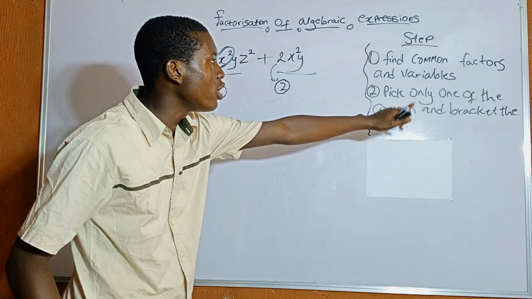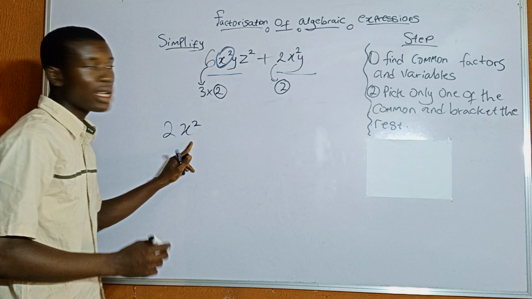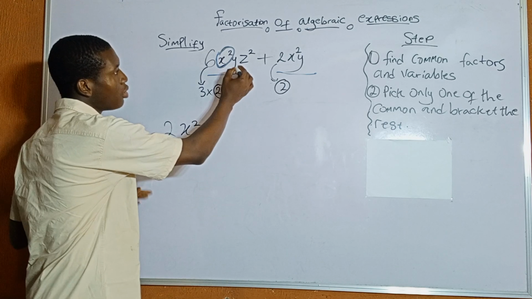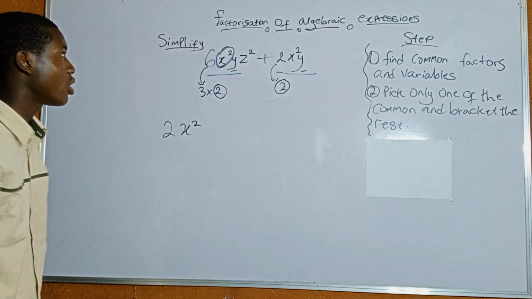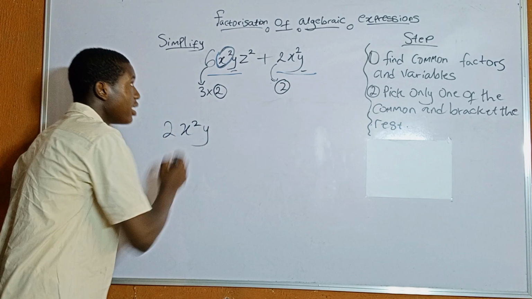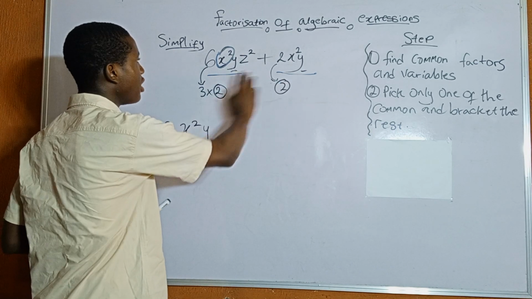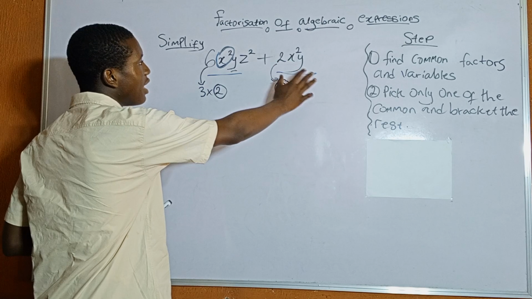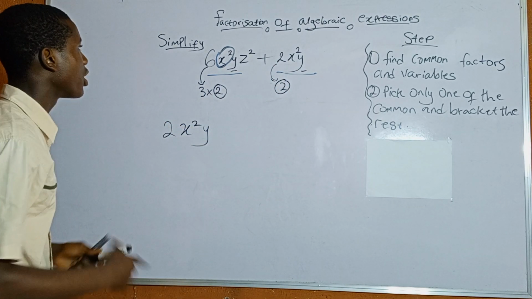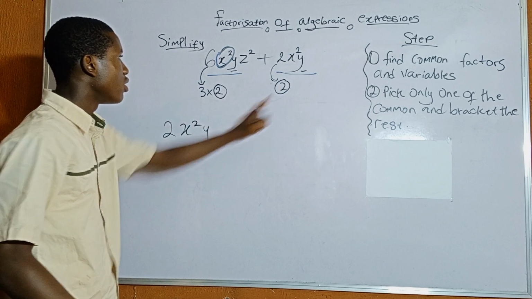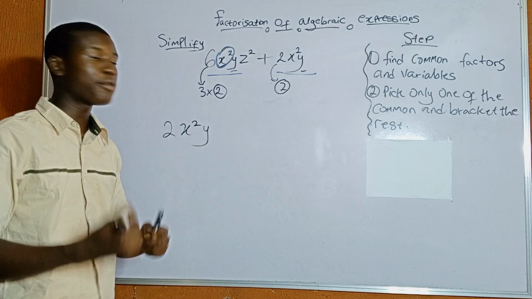According to step 2, it said pick only one of the common and bracket the rest. Now we're not done with the commons. If you look, we have y here and we also have y. Therefore y is also common, so we can put our y here. Now we are only left with 3 and z squared in this part of the equation, and here we are left with only 1, because we've picked out 2, x squared, and y, so we're left with 1.